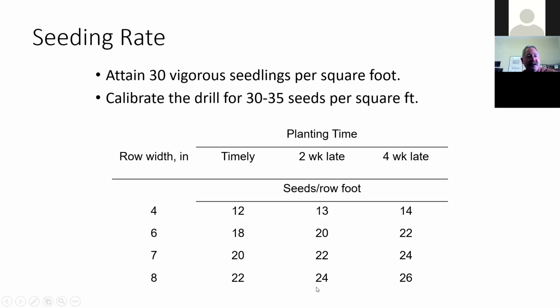As we go later, we're going to get less tillering, so we need more seeds to get more main stems. So we'd increase that 10% at 2 weeks late and then another 10% at 4 weeks late, just to try to make up for some of that reduced tillering.